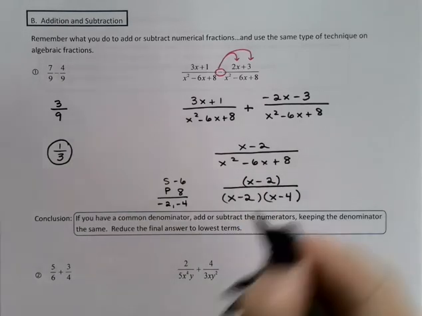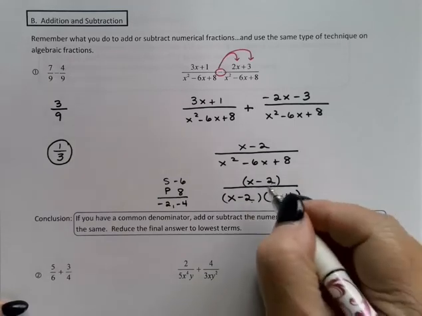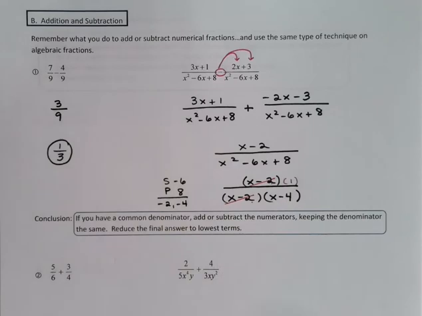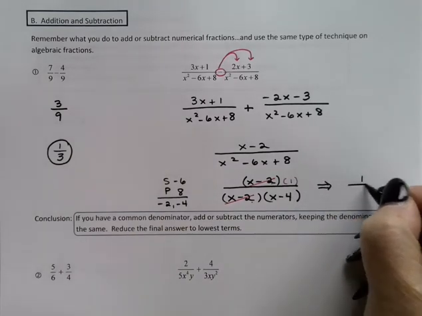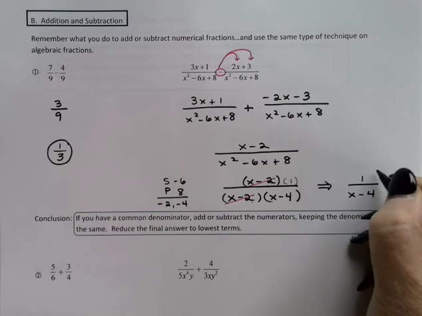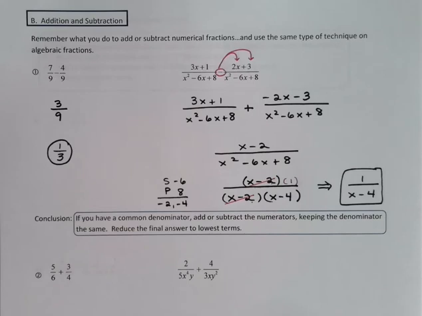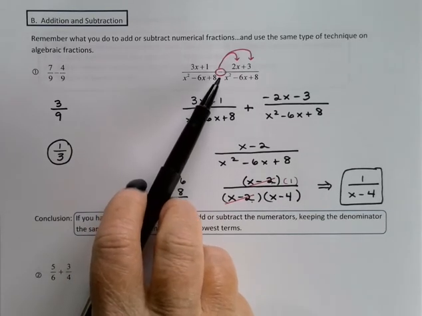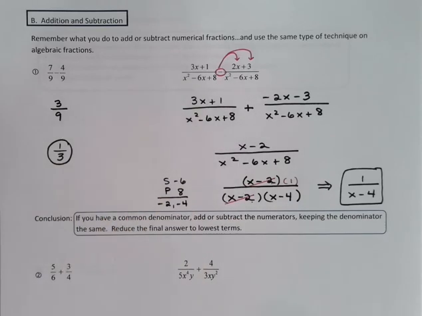Doesn't hurt to throw some parentheses on there just to make it look a little better, because I can now see that I can divide out those x minus 2's. Those divide to 1. So my final answer in lowest terms is going to be 1/(x minus 4). This comes up a lot with subtraction, so again, if it helps you to not make errors with the signs, I really recommend taking a moment to write that out when you have a subtraction problem.